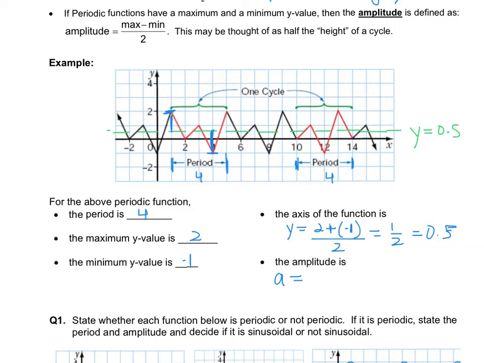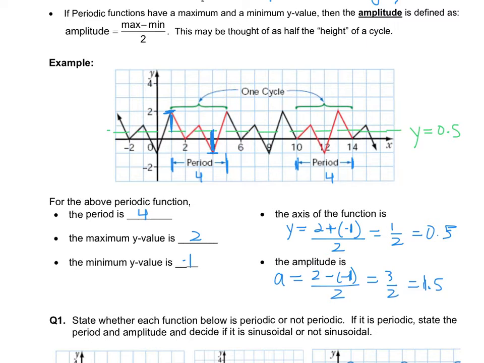If we take our max minus the min and divide by 2, so 2 take away -1 would be 3 divided by 2, which is 1.5, which is what we could see from the graph itself. We knew it was 1.5 units between the max and the axis of the curve, or between the min and the axis of the curve.